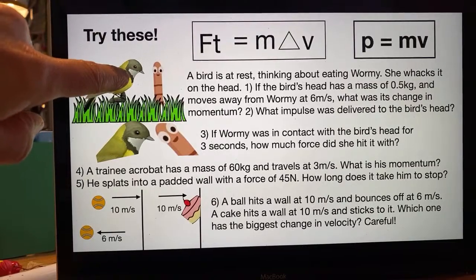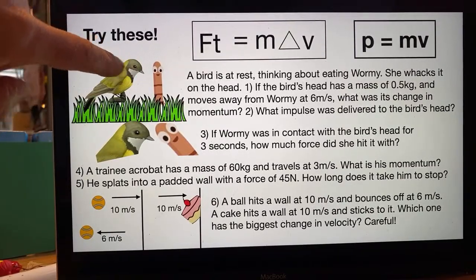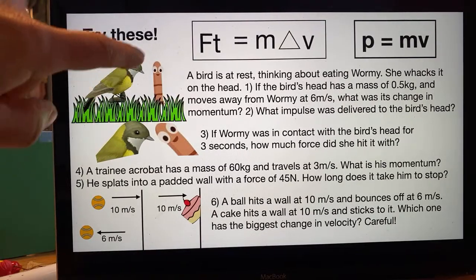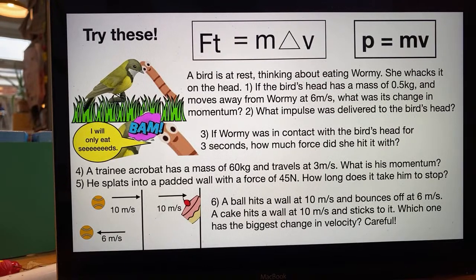If the bird's head has a mass of 0.5 kilograms, and the bird's head ends up moving away from Wormy at 6 meters per second, what was its change in momentum? And what impulse was delivered to the bird's head? The special effects aren't over, so stay tuned. If Wormy was in contact with the bird's head for 3 seconds, ready? Bam! Well done, Wormy. I will only eat seeds now. If Wormy was in contact with the bird's head for 3 seconds, how much force did she hit it with?